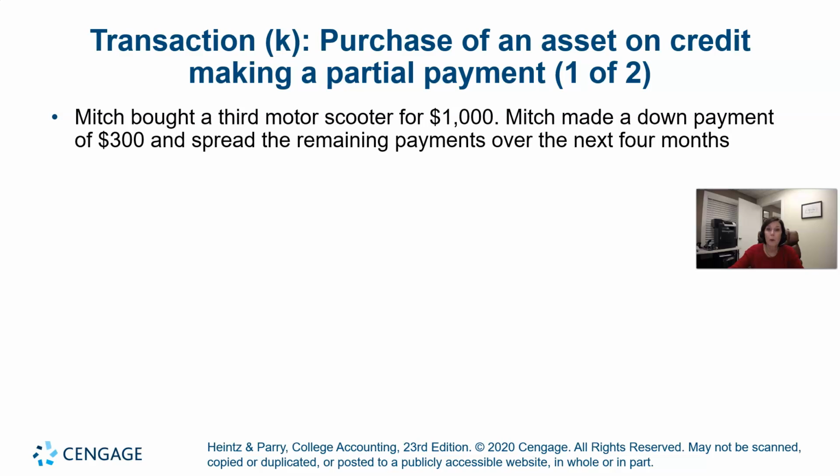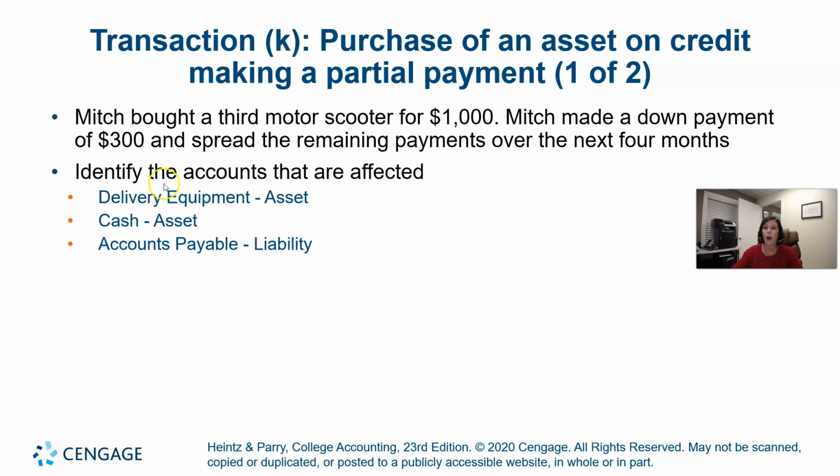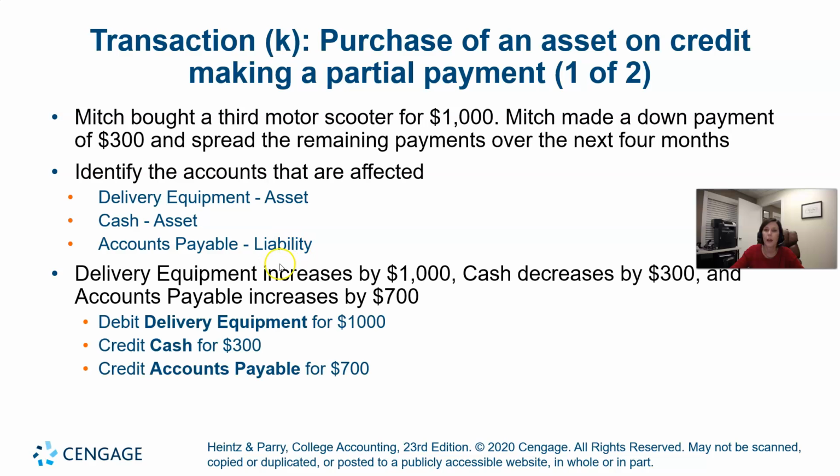This time we've got a little of both. So it's not just one account, or it's not just the two normal accounts that are being impacted, but we're going to have 3. And those are the delivery equipment, obviously, because we've now got a new scooter, the cash to cover the down payment, and the accounts payable, because we're going to have a new debt as a result.